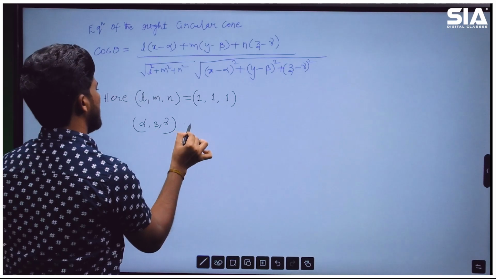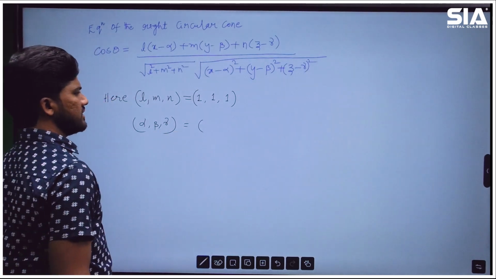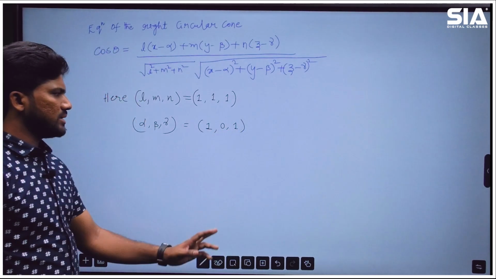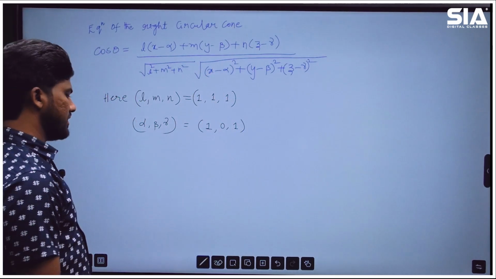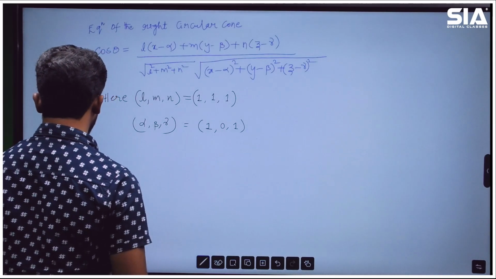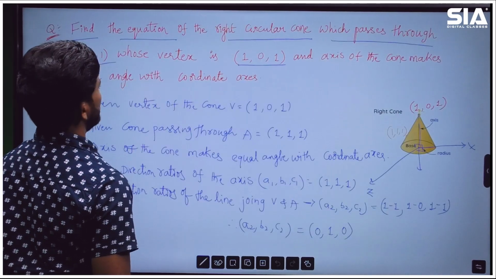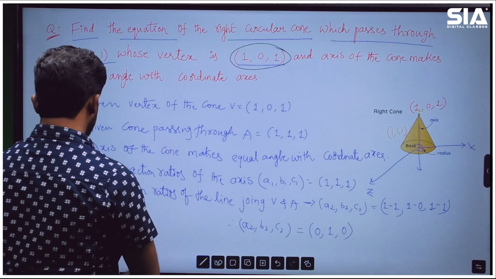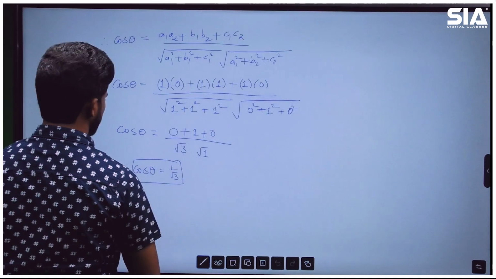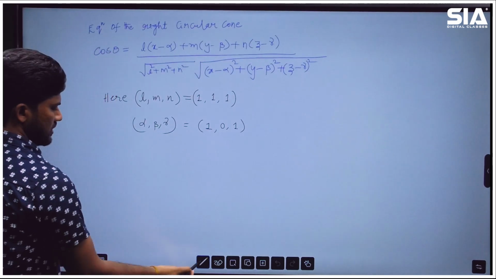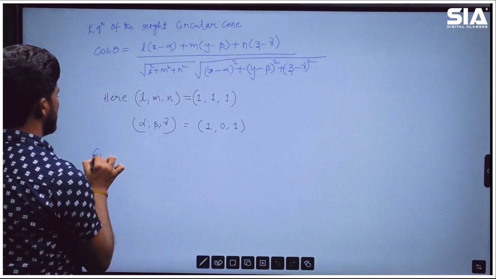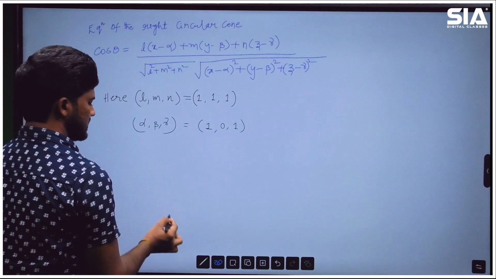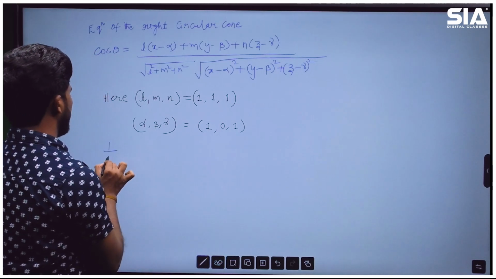Alpha, beta, gamma is equal to, what is the vertex of the given cone? 1, 0, 1. Now substitute these values in the given equation. If you want to cross check once, you can cross check. Vertex of the cone is (1, 0, 1). Then we can write the condition as continuation. So cos theta, what is the cos theta value from the previous equation? Cos theta is equal to 1 by root 3.